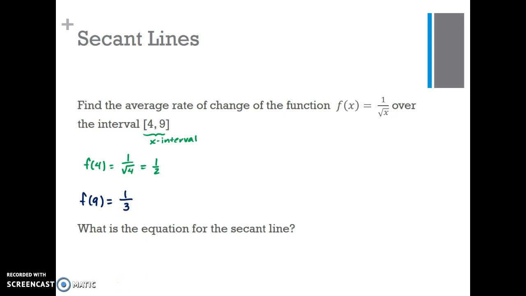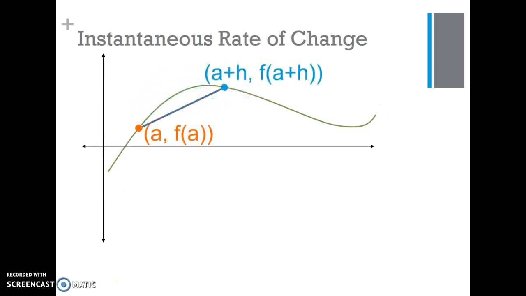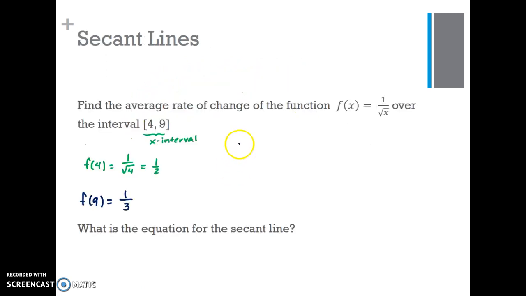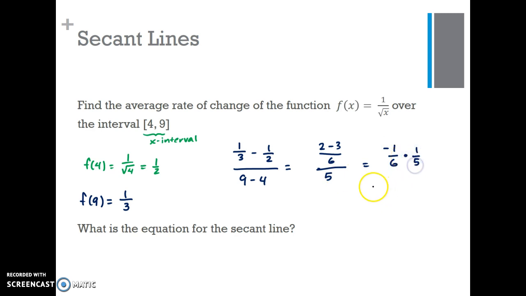So if I want to find the slope, I would take 1/3 minus 1/2 over 9 minus 4. And then I need a common denominator if I'm going to subtract. So I would need to find a common denominator of 6. So 2 minus 3 over 6 divided by 5. And then that would be negative 1/6. And if I'm dividing by 5, that's the same thing as multiplying by 1/5. So the slope of my secant line is negative 1/30.